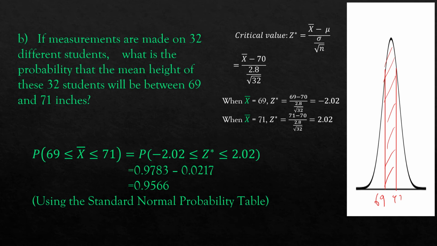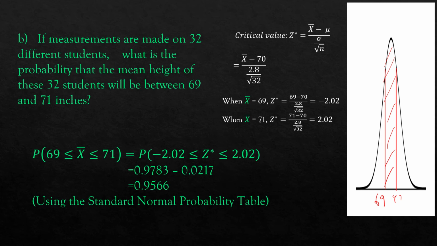So in this case, we are looking for the sampling distribution, which is a bell-shaped curve, where the area lies between 69 and 71. So we would like to find the corresponding critical value z star, which is (x bar minus mu) divided by sigma over square root of n, where mu is 70, sigma is 2.8, and n is 32. When x bar is 69, z star is negative 2.02. When x bar is 71, z star is 2.02.